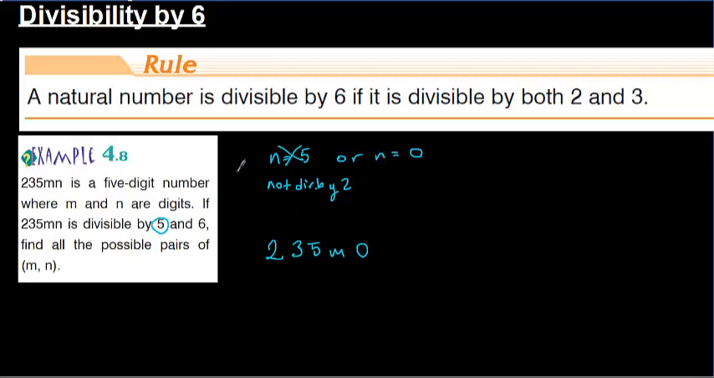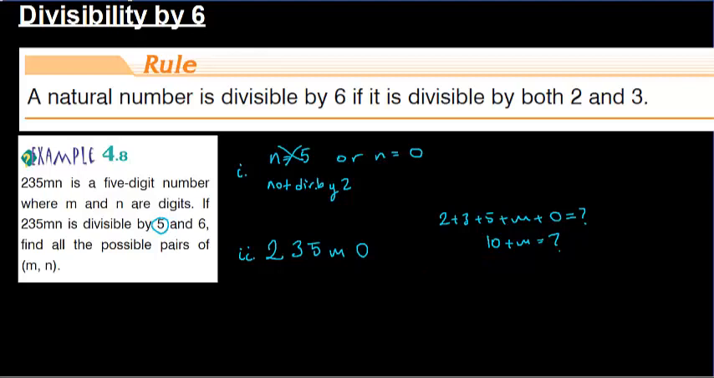Then the second part is coming. At the second part, a number is divisible by 3 if the sum of its digits is divisible by 3. So we should check 2 plus 3 plus 5 plus M plus 0, is it divisible by 3 or not? Here 2 plus 3 is equal to 5, and plus 5 is equal to 10. It's going to be 10 plus M. This is our main aim.